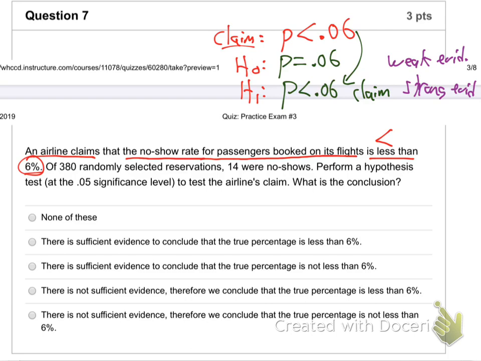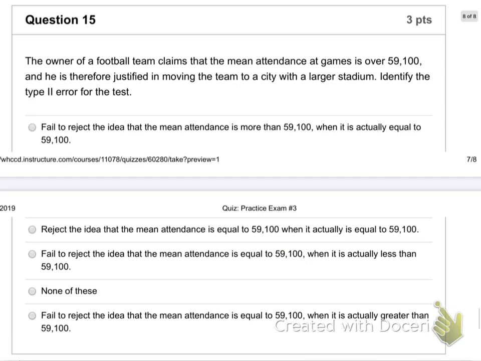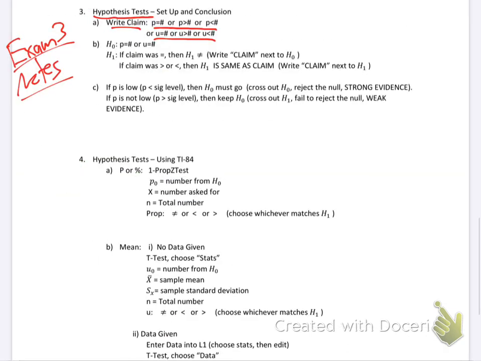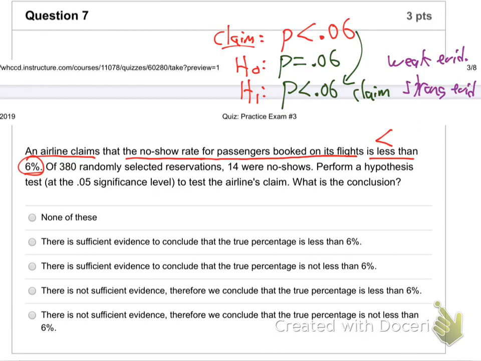All right, so we know what we're going to do. We can go back here to the notes if you need to. It's probably pretty fresh in your mind. Number 4, hypothesis testing on the calculator for P or percentage. That's where we're at. 1 prop Z test. That's what we need to do on the calculator. So let's go there. So come over here. 1 prop Z test, which is like number 5.